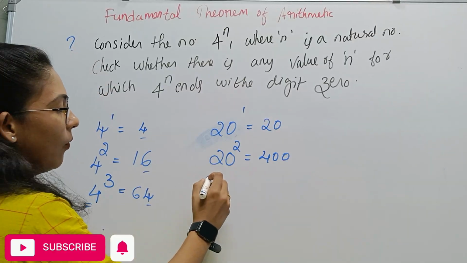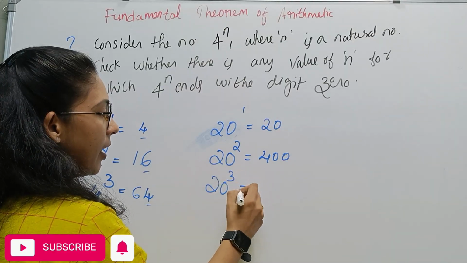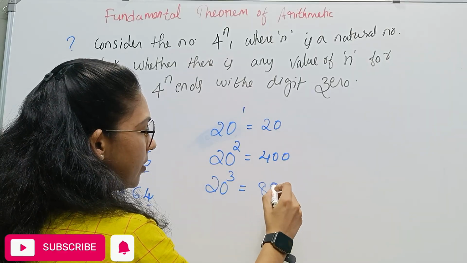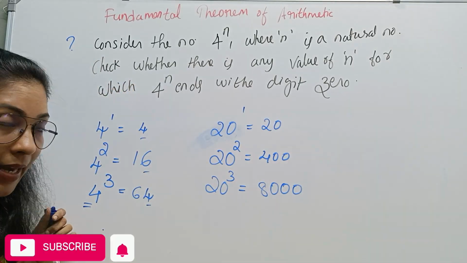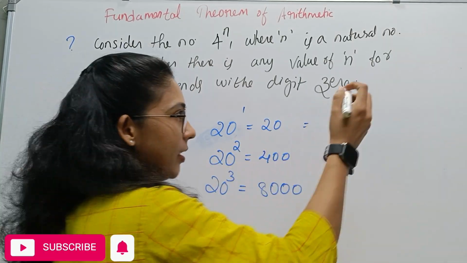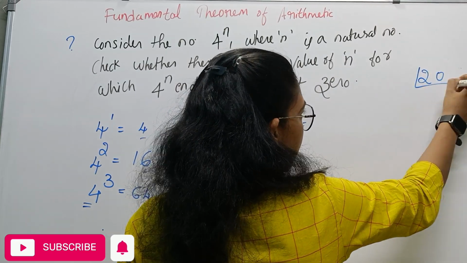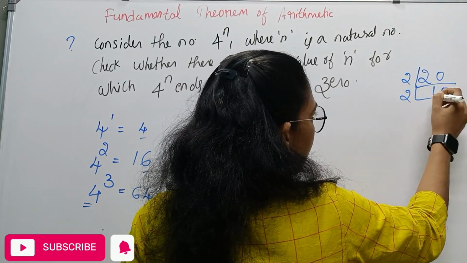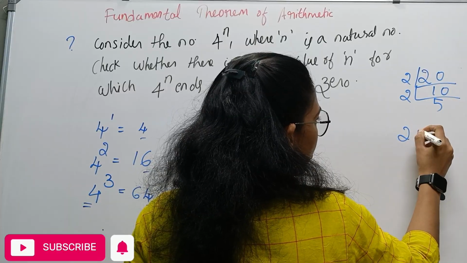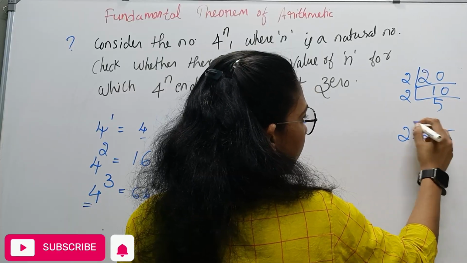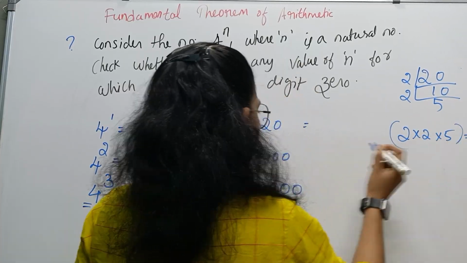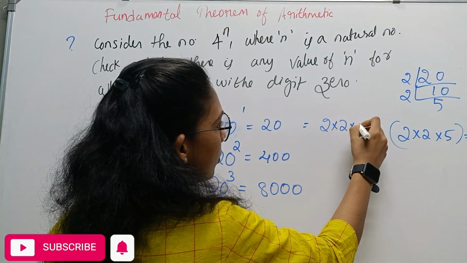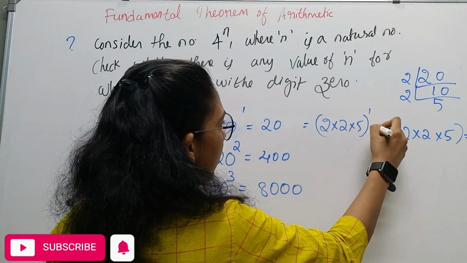Okay, what about 20 to the power 3? It will be 8000. Now 20 can be written as 10 times 2, that is 2 into 5. This is 20. So 2 into 5, the whole raised to 1, is equal to 20.